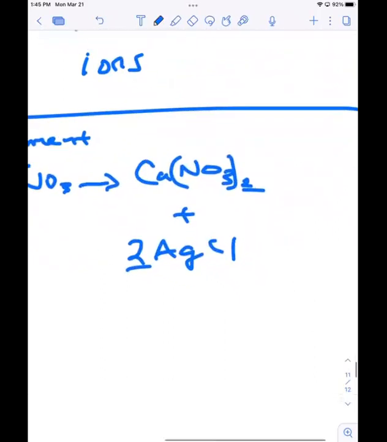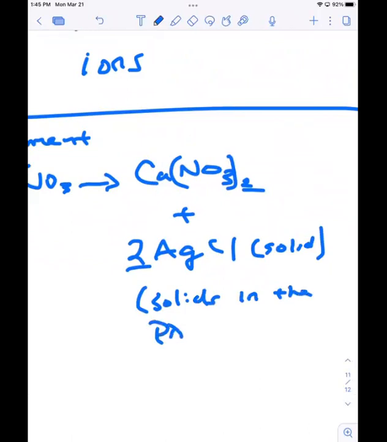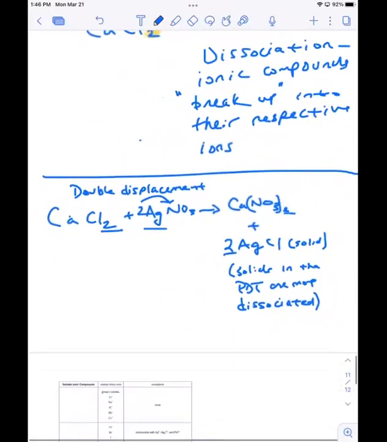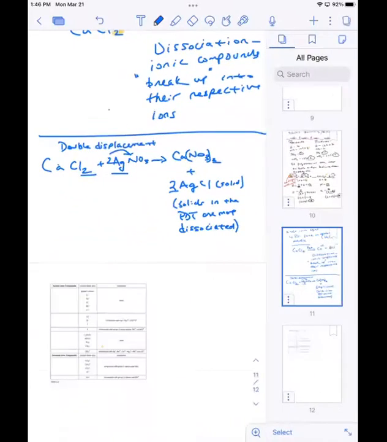Right? So when we take that, this is going to be a solid. So when we break this up, that's going to stay intact, because if a solid is formed, that means it's not soluble. So it's not going to be dissociated, if it's in the product. I'm just saying this for later. So if you have a solid in the product, it's not dissociated. So you leave it as it is when you write the net.